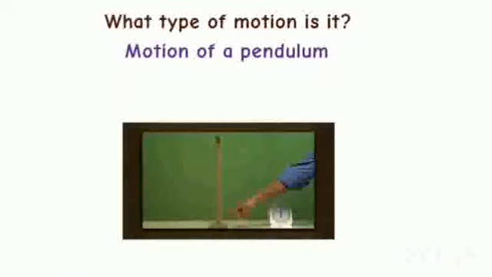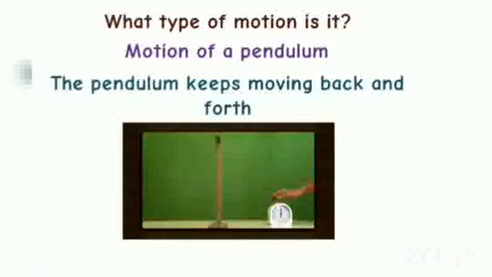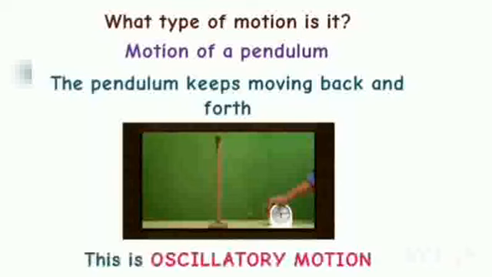Motion of a pendulum. The pendulum keeps moving back and forth. You can see it in the activity. The bob keeps moving from its mean position to another position. So it is an oscillatory motion.